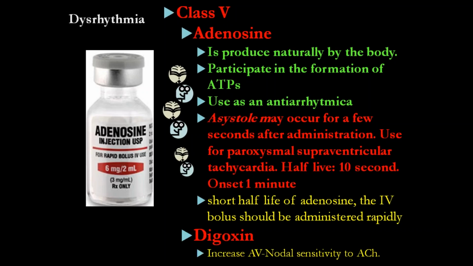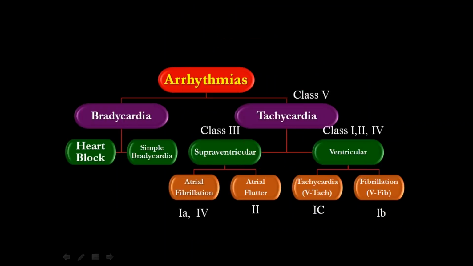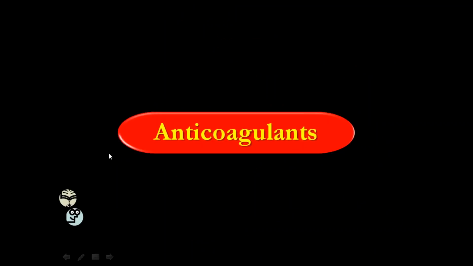The problem with this is that there is a risk, and it can produce asystole. Asystole can happen a few seconds after administration. So you need to be very careful, under physician indication, in how to administer the adenosine. And digoxin, we already talked that one of the mechanisms of action is that digoxin is going to compete with the potassium. Right? Okay. So that is about the antiarrhythmics.